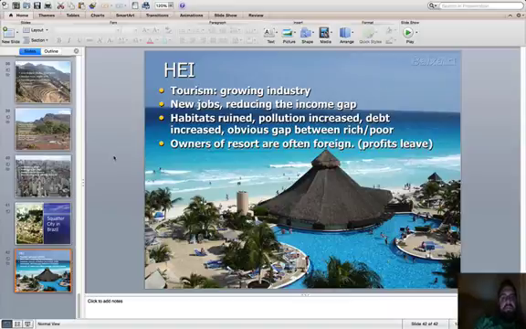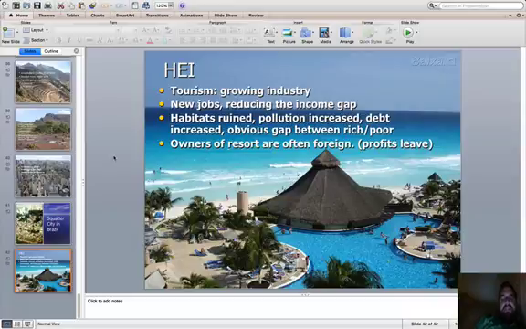Obviously you have hotels that are created, but then you have restaurants, car rentals, different tours like swim with dolphins and snorkeling and hiking, ATV tours, horseback riding, all kinds of things are going to be created because of that. So that's good. You get new jobs, which also reduces the income gap between rich and poor within the country.